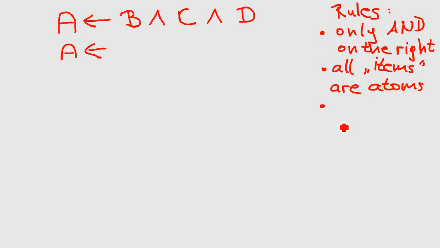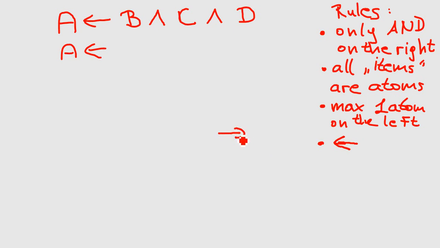Rule number three, and this is maybe the most important rule, actually. On the left side here, there is only one atom, or being more precise, at the maximum, one atom. What does it mean? We cannot have something like this, because it's two atoms on the left side. We only want one atom on the left side. And a very easy rule is the arrow always goes in this direction. It's always this direction. We don't have this kind of arrow anymore.